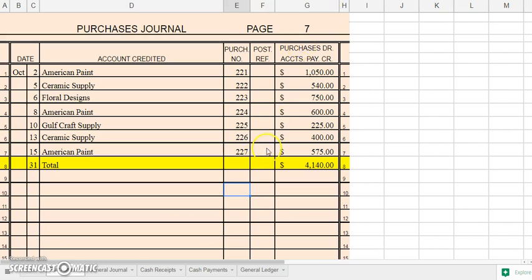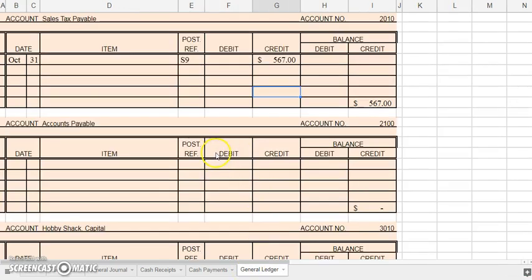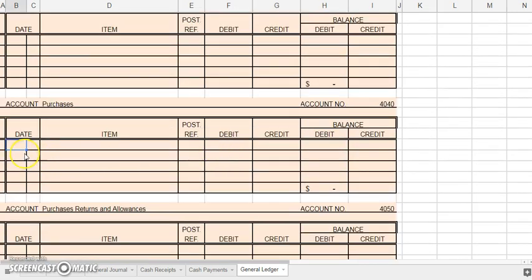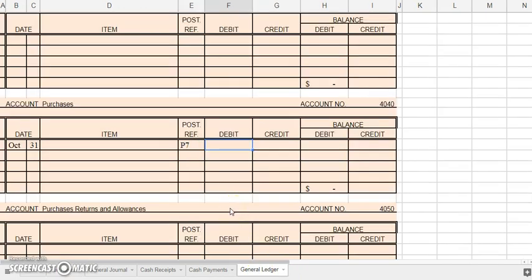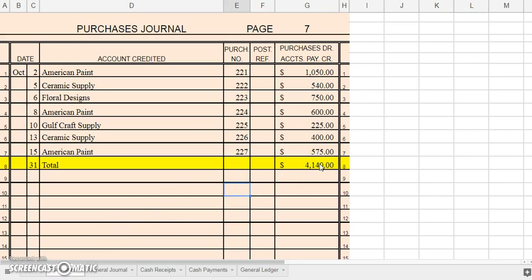So I'm going to go to my general ledger. I'm going to find the purchases ledger, and I'm going to record a debit of $4,140. Purchases is a revenue account as well. I have to put where I got this at. This is Purchases Journal, page 7, so P7. And this is going to be a debit of $4,140. And that is the only transaction on the Purchases Journal. So I'm done with that one.